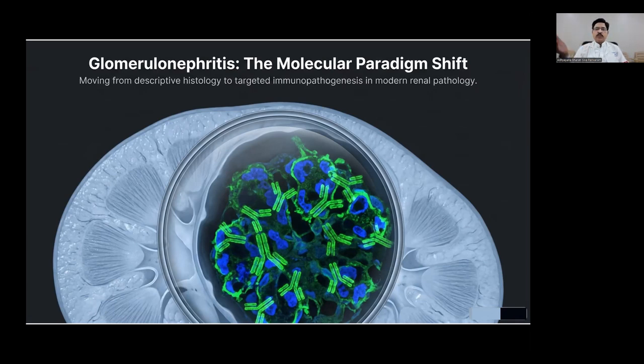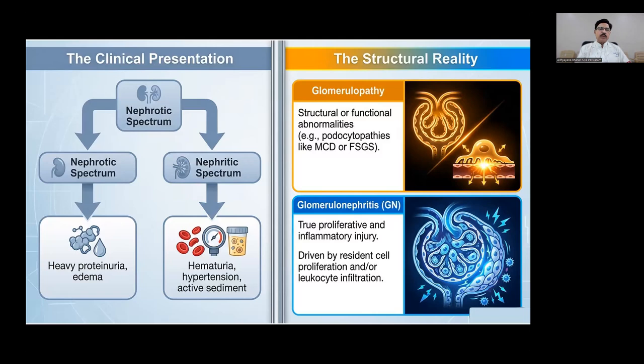Earlier, when we were students, or when we were teaching your previous batches 10-15 years ago, we were talking about descriptive histology. As far as glomerulonephritis is concerned, what are the histological patterns? Now that has changed totally to what is called the immunopathogenic approach. So the nephrotic spectrum, as you can see here, come to this side. Clinical presentation and structural reality.